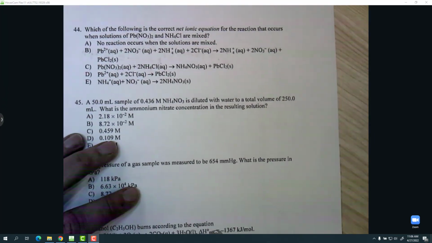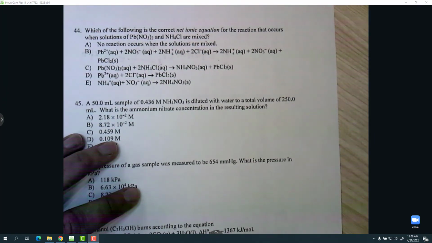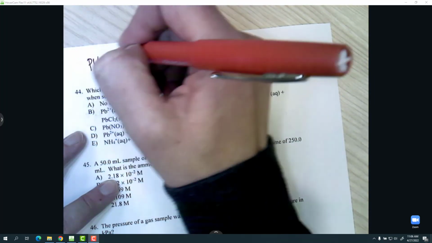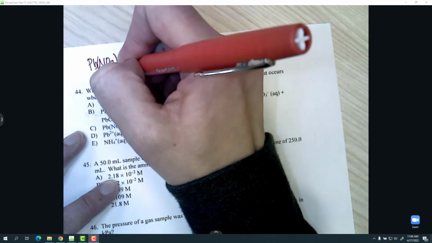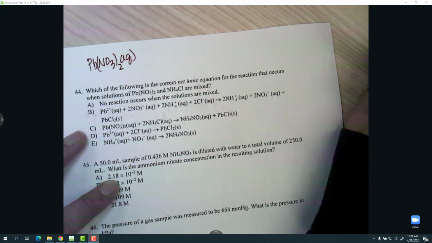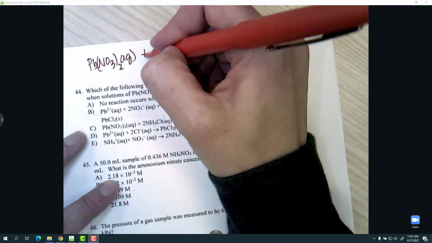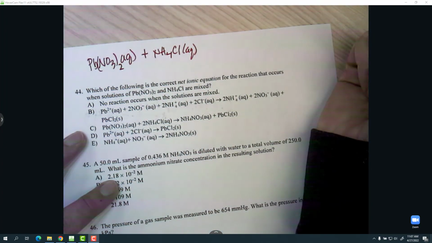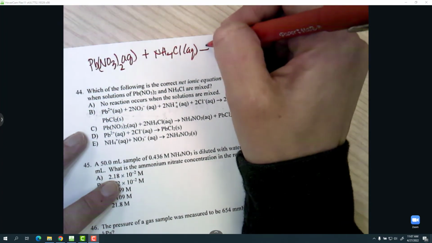All right, last page, this is it. What would the net ionic equation be when PbNO3 and NH4Cl are mixed? Solution, so I know they're aqueous. What would happen?